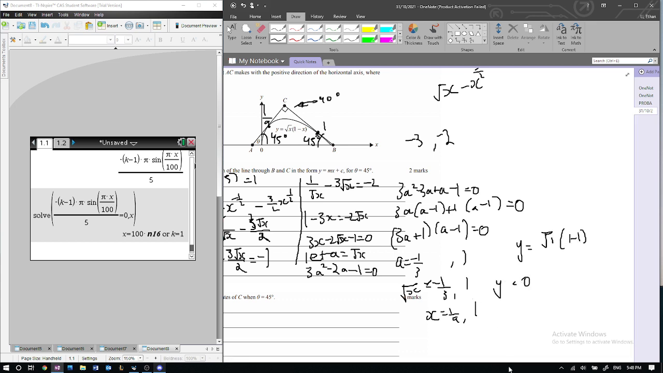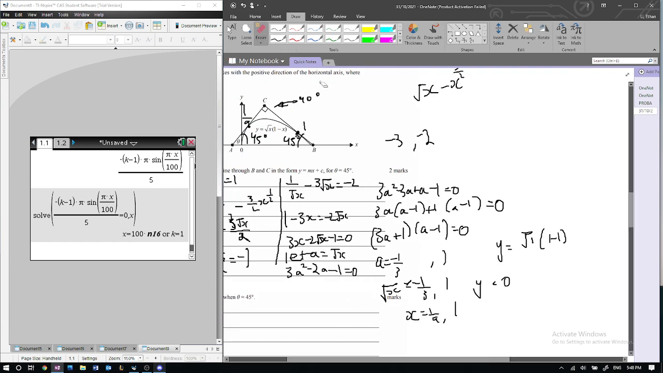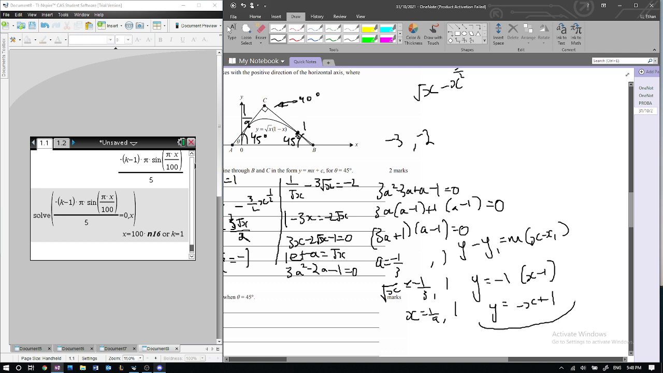Okay, that means that our gradient, or let me just rub stuff out. So y minus y1 is equal to m times x minus x1. So y was 0, and x1 was 1. So y is equal to negative 1, x minus 1, so y is equal to negative x plus 1. That's the equation for BC. So there you have it.